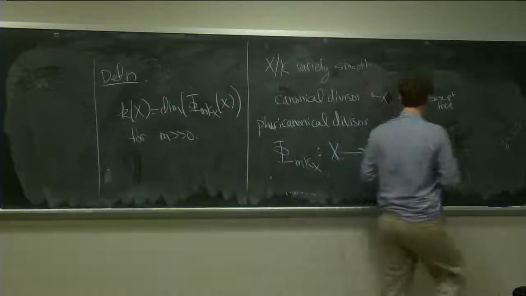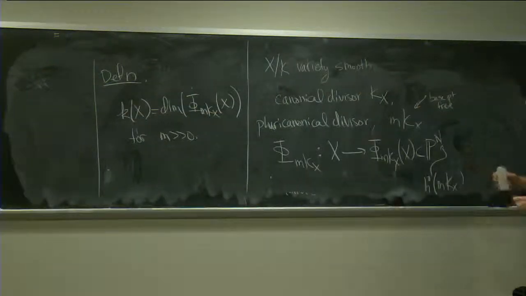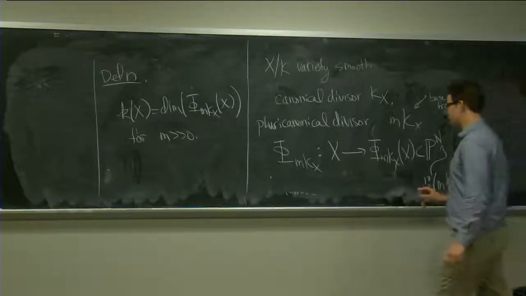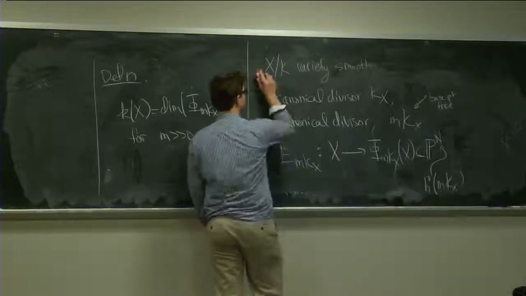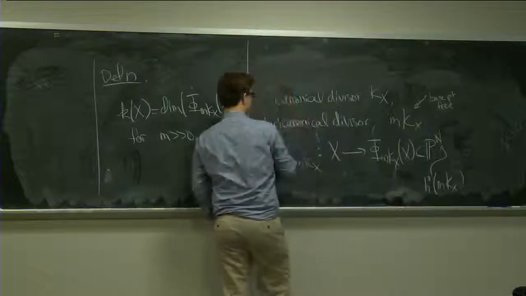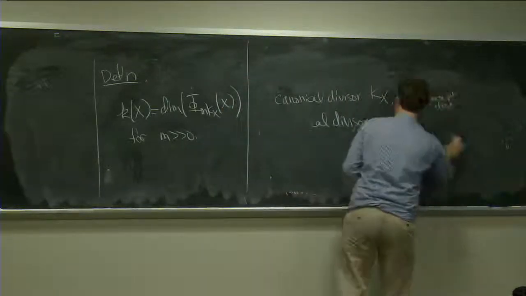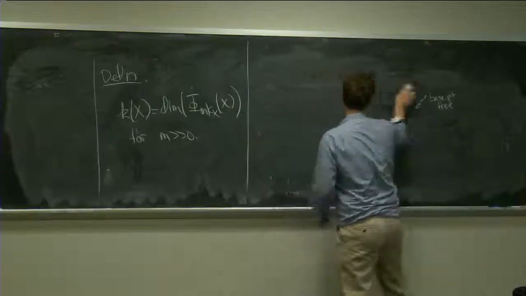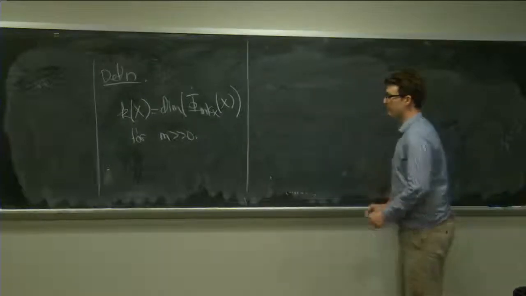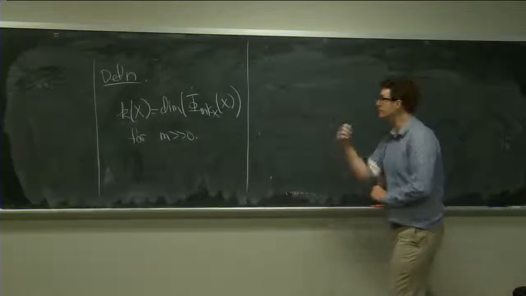Okay, so that's what that is. So let me just make a comparison with curves real quick. So this dimension is going to be at most the dimension of the variety? Yes, exactly. So it's going to be at most the dimension of the variety. Okay?